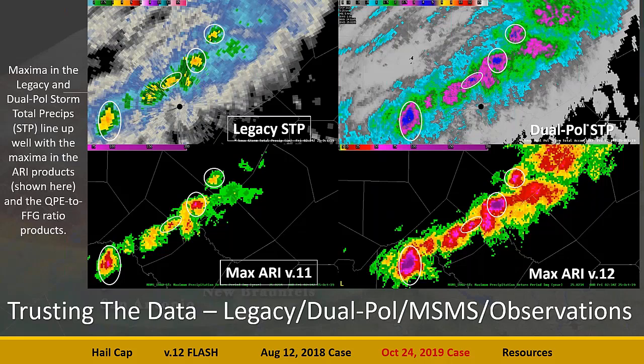So again, now here on the bottom are your comparisons of the two versions of MRMS, specifically looking at the return period. On the top, you have our KEWX radar, legacy, and dual pole storm total precip. It's all about trusting the data that you've got. And so this goes back to, is MRMS representing things really well? Because if it is, then that translates to good flash data. You know, are your raw radars presenting it well?